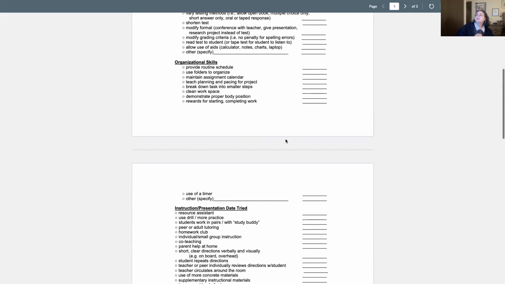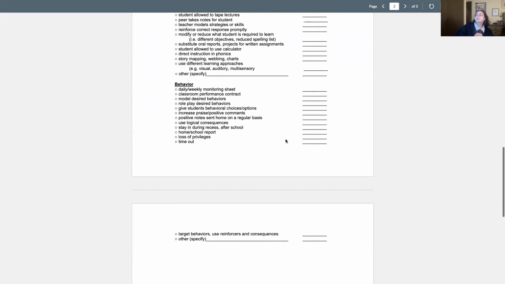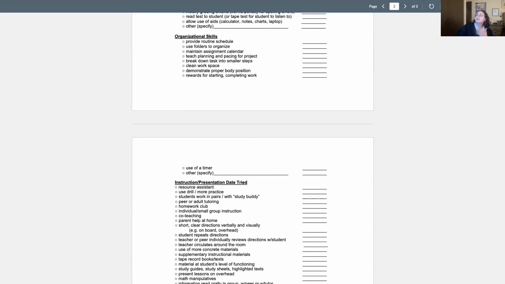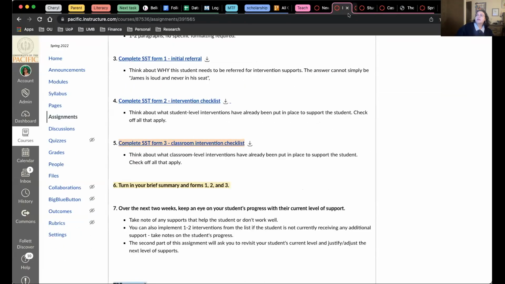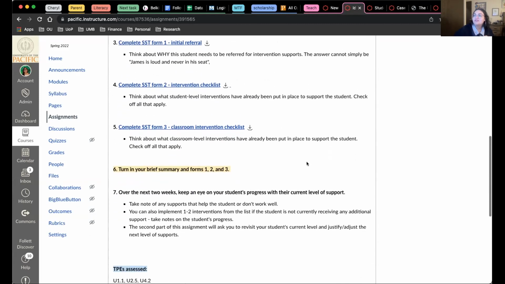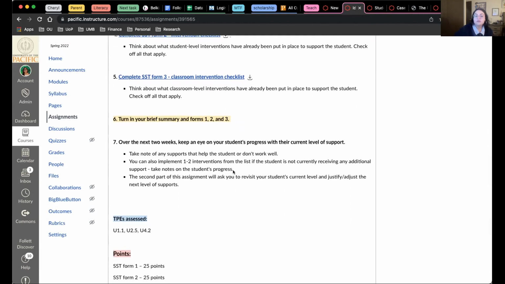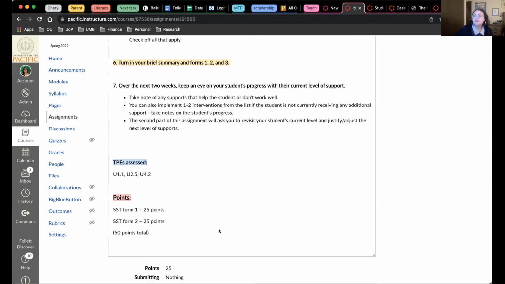Assignments, adaptations, organizational skills, instruction, behavior. Normally, if you already tried it, you would want the date you tried and the data that goes along with it. A lot of these SST forms in real life ask you for mountains of data for absolutely anything you check off. I am currently just asking you to check off things because I don't think we need mountains of data to understand the process. So for part 1 of the assignment, you are going to turn in your brief summary, forms 1, 2, and 3. These are 25 points for this part 1.